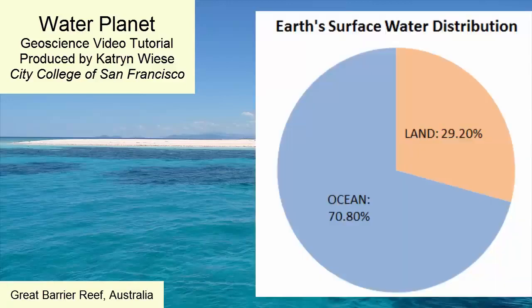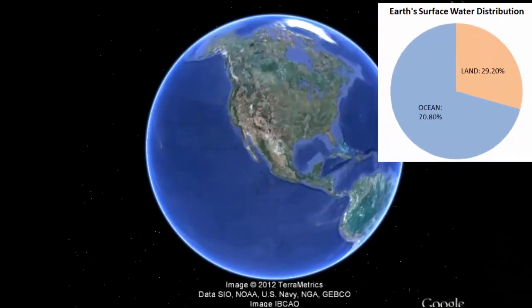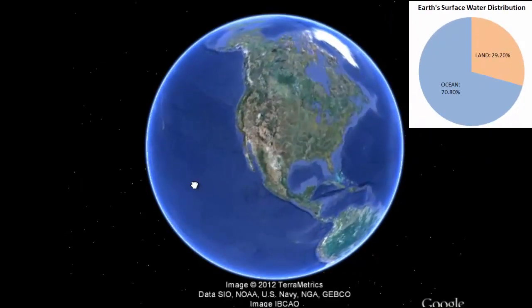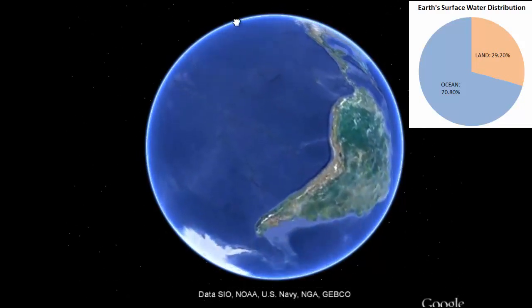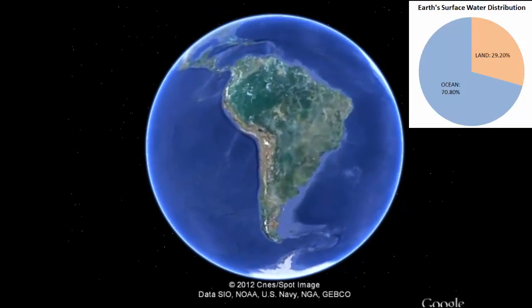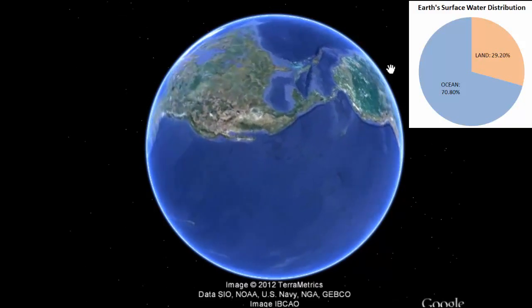Earth is a water planet. Over 70% of the surface is covered with water in a series of interconnected basins, creating one world ocean. This rotatable sphere shows how this world ocean is distributed across the globe.